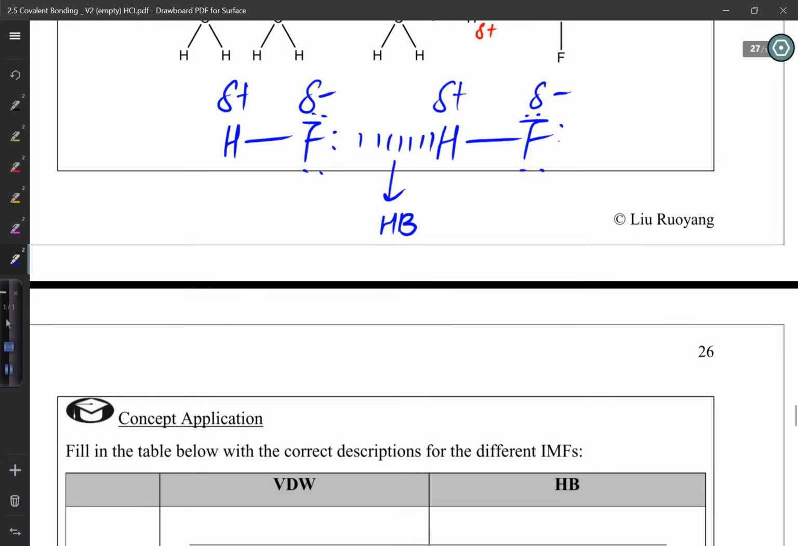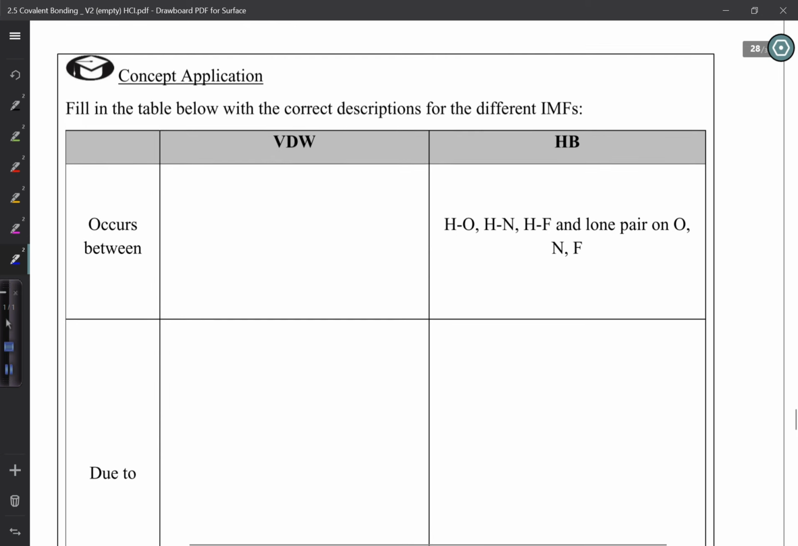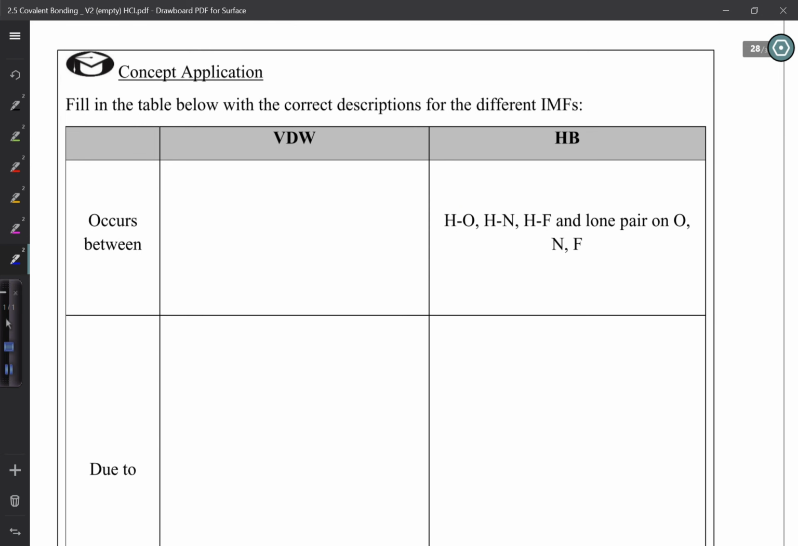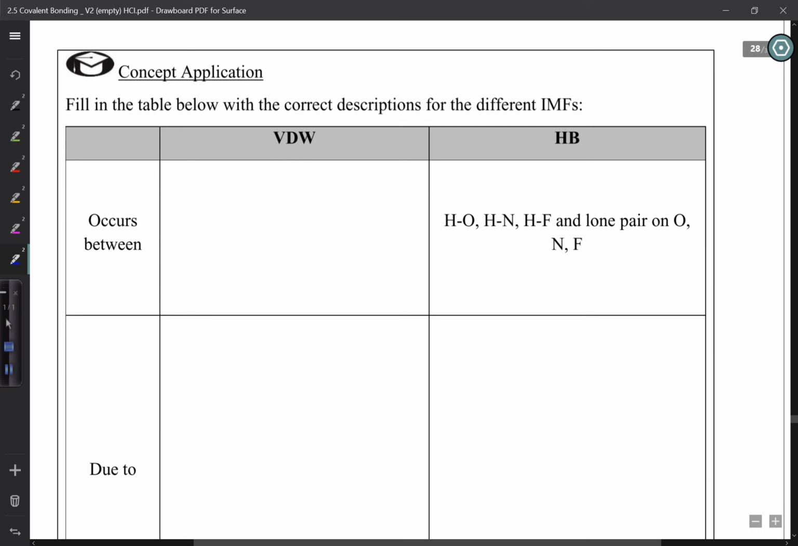So now we have finished our intermolecular force part. Let's compare the van der Waals and hydrogen bonds with the table. So van der Waals forces occur between what kind of molecules? For hydrogen bond already listed, it can only occur between molecules with OH, HN, HF, and the lone pair on O and F. Then you can have hydrogen bond.